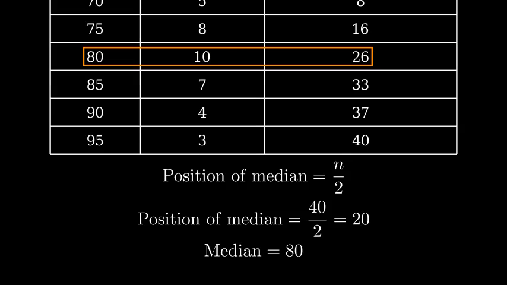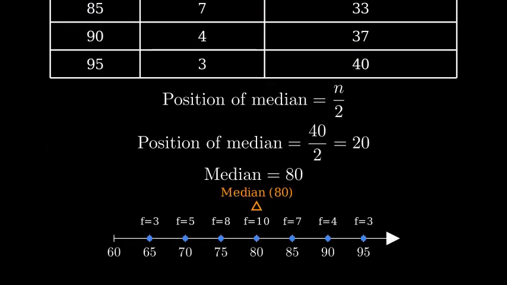Let's visualize this. Imagine we have all 40 data points arranged in order. The middle position would be at the 20th point. This point corresponds to a score of 80 in our data set.